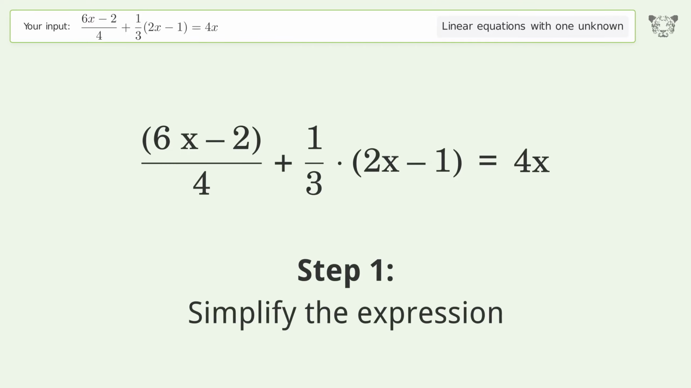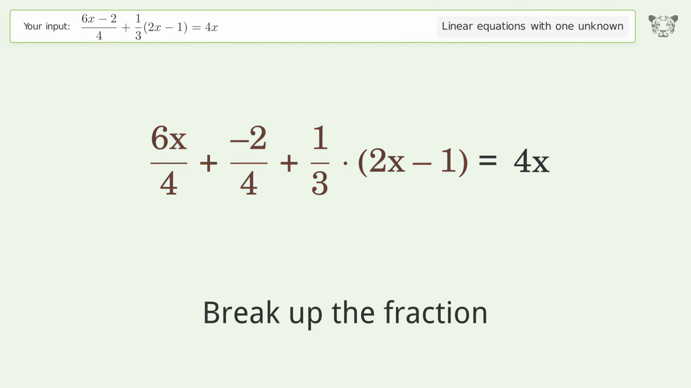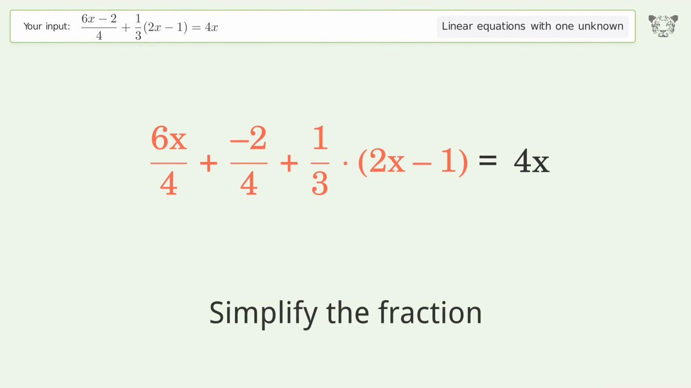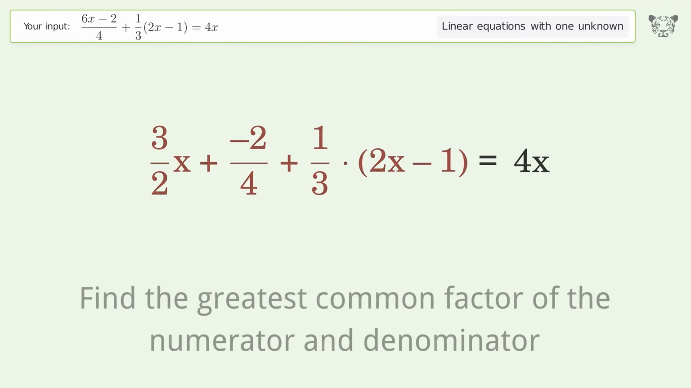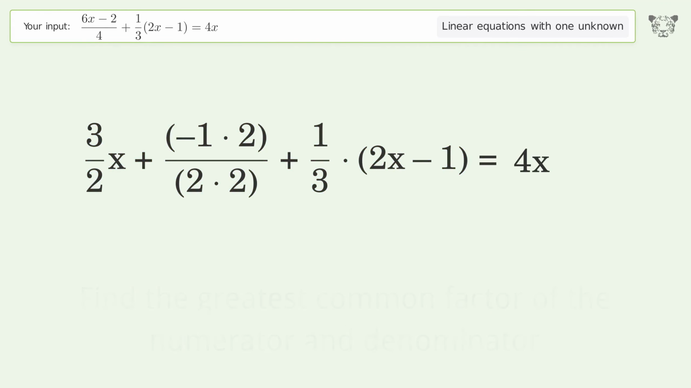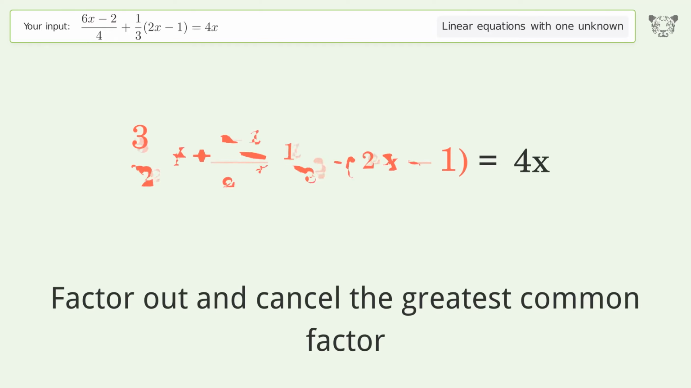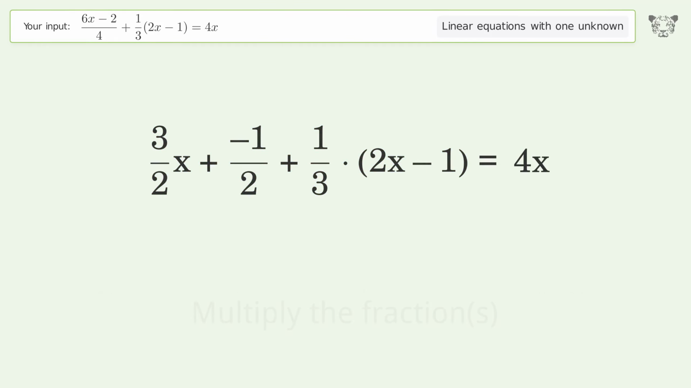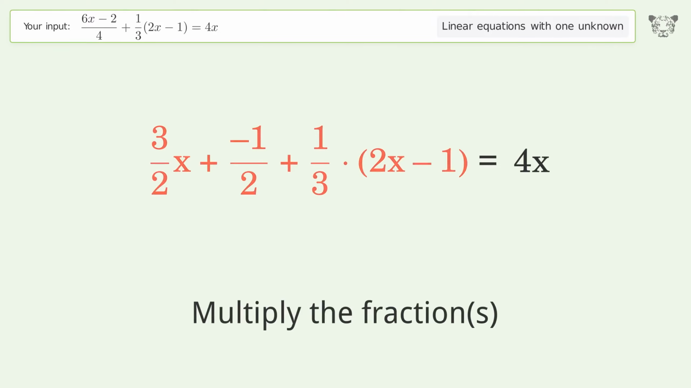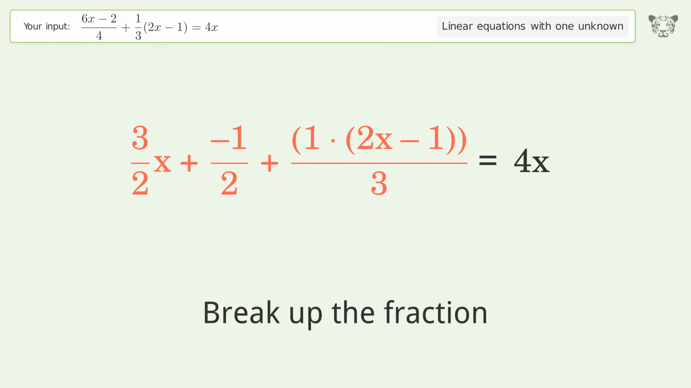Simplify the expression. Break up the fraction. Simplify the fraction. Find the greatest common factor of the numerator and denominator. Factor out and cancel the greatest common factor. Multiply the fractions. Break up the fraction.